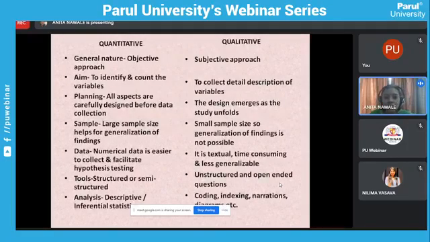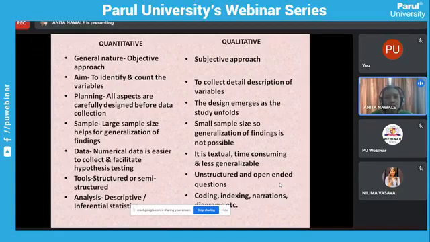So, to know the difference between quantitative and qualitative research, we'll see a few important points. First is general nature. Quantitative research design is an objective approach, and qualitative is a subjective approach. What is the difference between objective and subjective? We use these terms in the nursing process also. Objective means observable, measurable. So in quantitative research, we always observe and measure. For example, we observe and measure height, weight, blood pressure, temperature, etc. Whereas in the subjective approach, it is explained by the person who has experienced it.